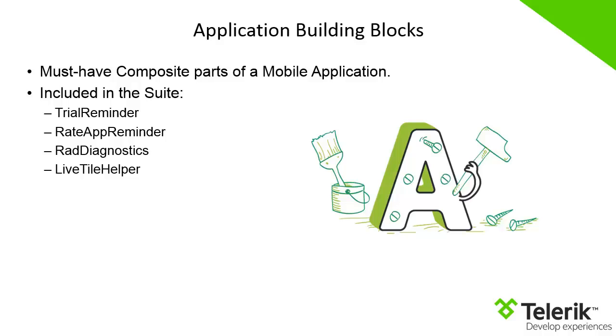Rate App Reminder helps your apps get more ratings by displaying a reminder message configured to run on a given period or for a given application usage. Implementing RAD diagnostics in your Windows Phone app enables you to receive crash reports, get specific debug and runtime information from your end users when an exception occurs. You can send this information through an email.